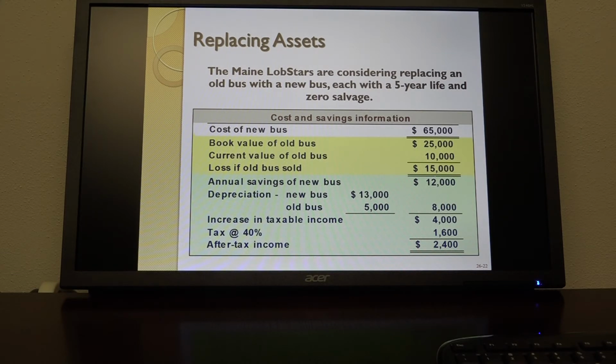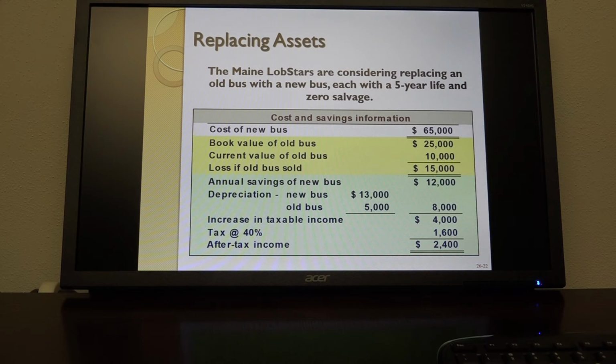Next, and last thing we'll talk about, is replacing assets. I don't want to spend a lot of time on this, but they have an example in the book that you can follow. In this case, they're considering replacing an old bus with a new bus, each with a 5-year life and 0 salvage. The cost of the new bus is $65,000. Book value of the old bus is $25,000. Current value of the old bus is $10,000. Loss if the old bus is sold is $15,000.